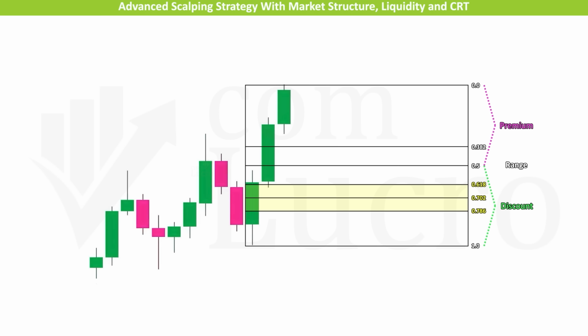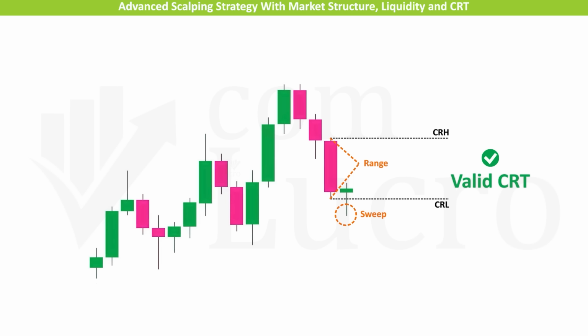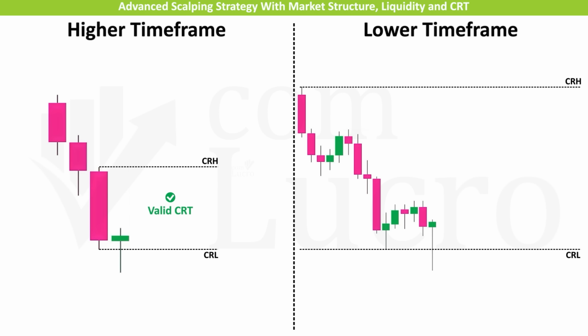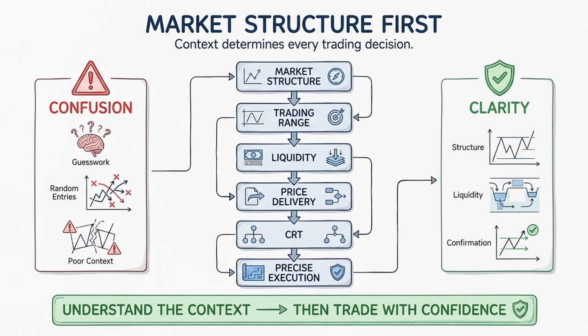Understanding market structure and liquidity is one of the most important skills a trader must develop to survive and stay consistent in the markets. When context is misunderstood, the market will constantly trap you, no matter how good your entries may look. That is exactly why, in today's video, we are breaking down how to read market structure correctly, how to define the trading range where liquidity is forming, and how to execute with precision using candle range theory. By the end of this video, you will understand how price is delivered, where liquidity is targeted, and how to trade with structure instead of guesswork.